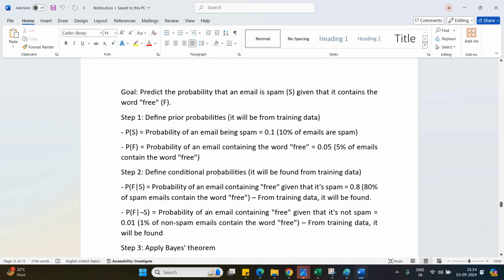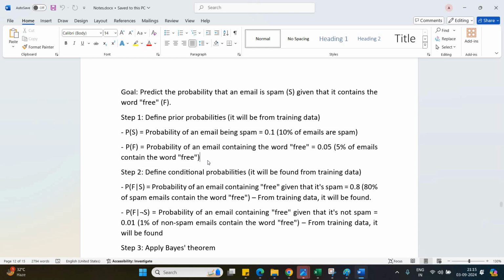5% of the mails contain the word free when they are spam mail. So for any mail that you get, the probability of that mail being a spam mail is 10%. But among those mails, if the mail contains the word free, then the probability is 0.05, which means 5% of the mails which are spam mails contain the word free. I hope you are understanding the prior probabilities. These prior probabilities you get from the training data.